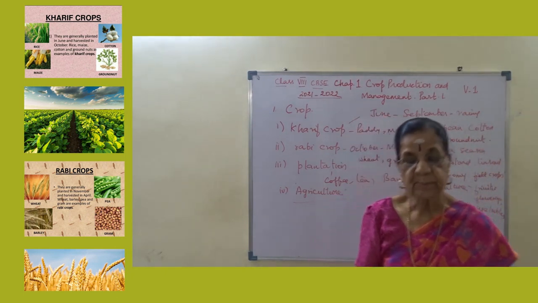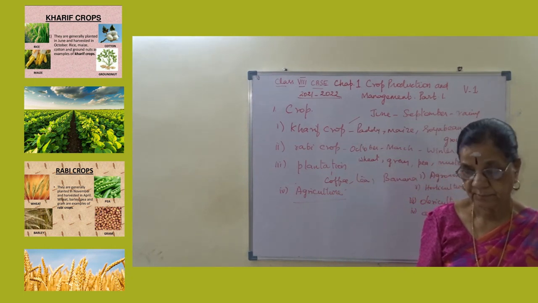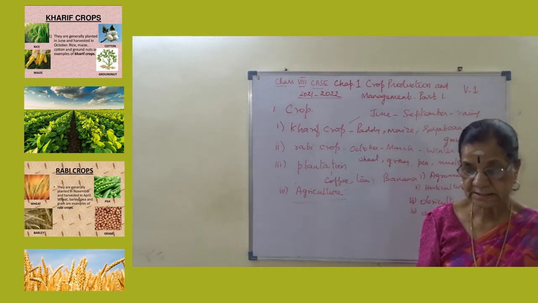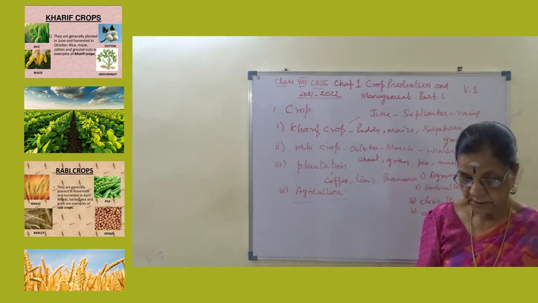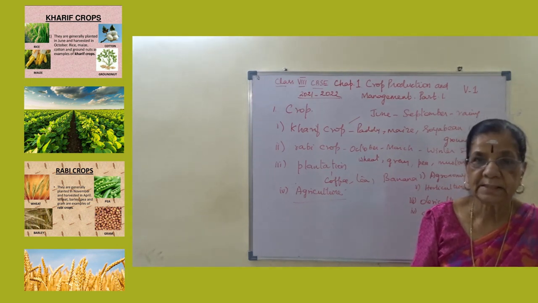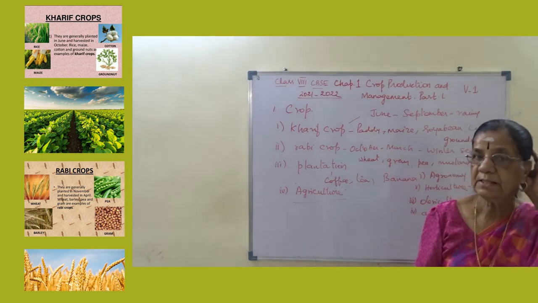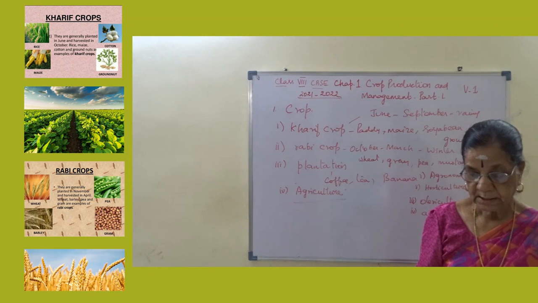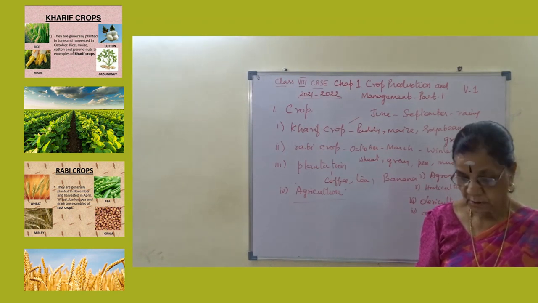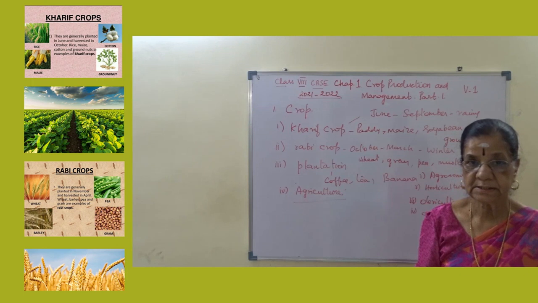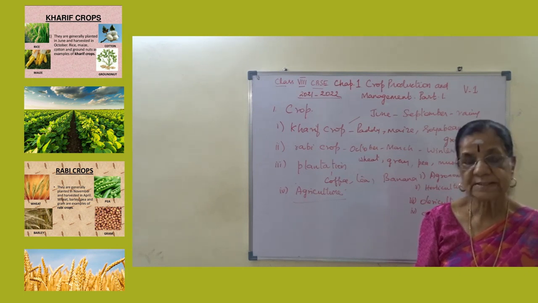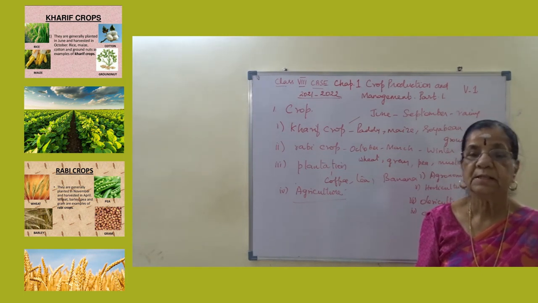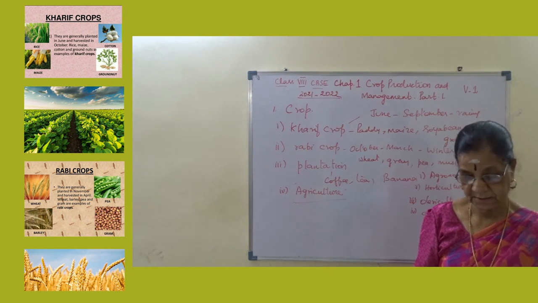Okay. Then rabi crop, first point, grown during winter season. They grow in cold and nearly dry condition. And these crops are sown in October, November when monsoon has retreated. And they are harvested in March, April, before the hot summer season.